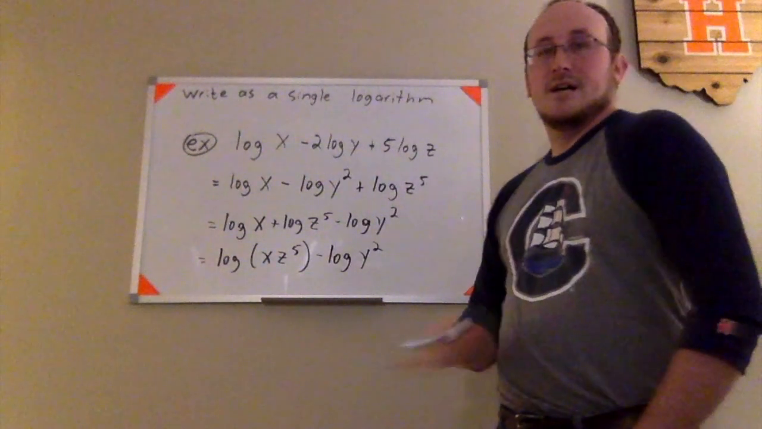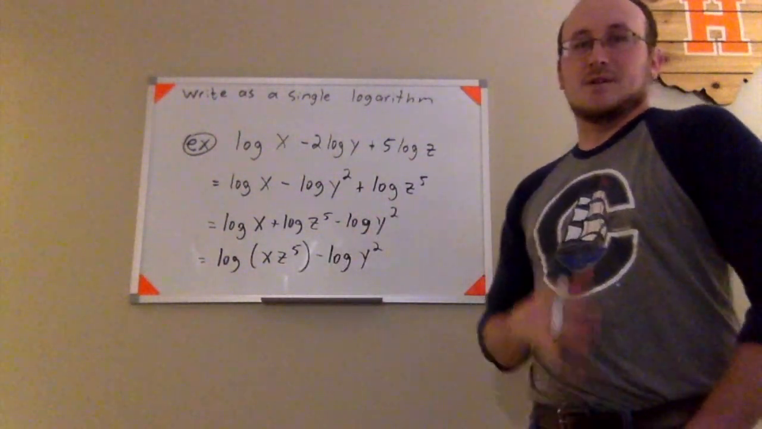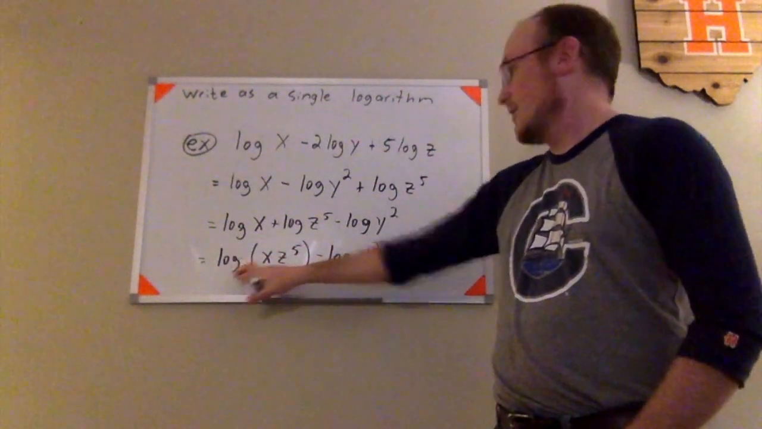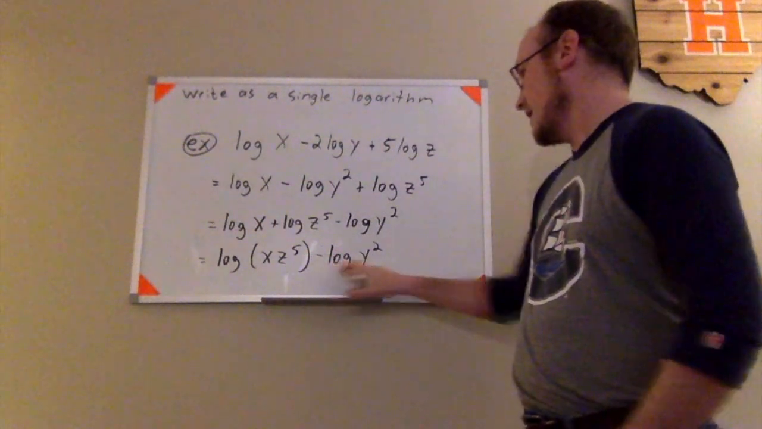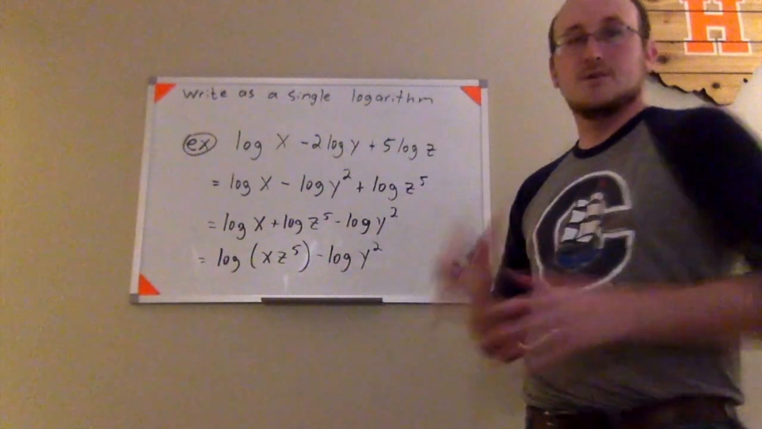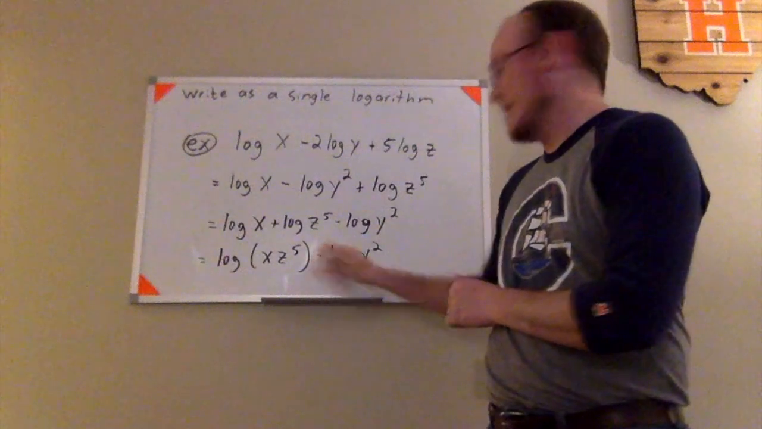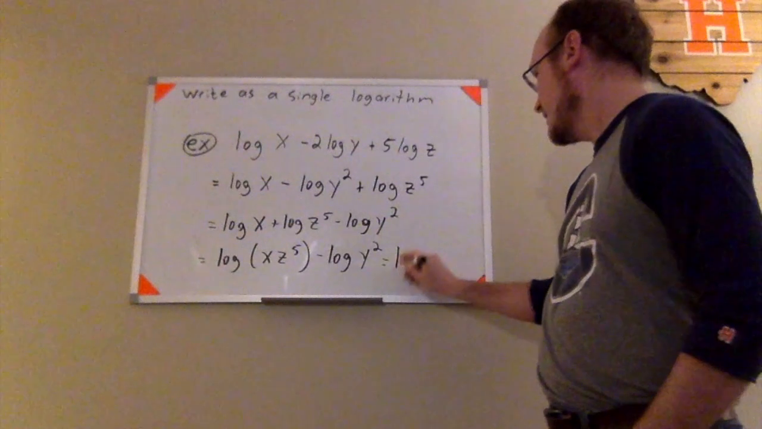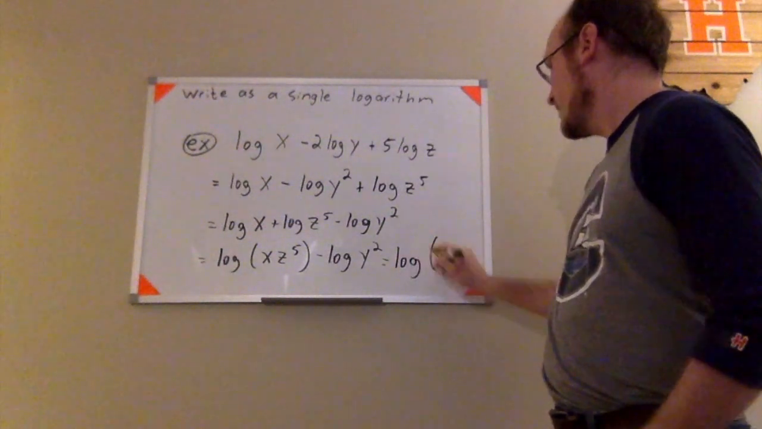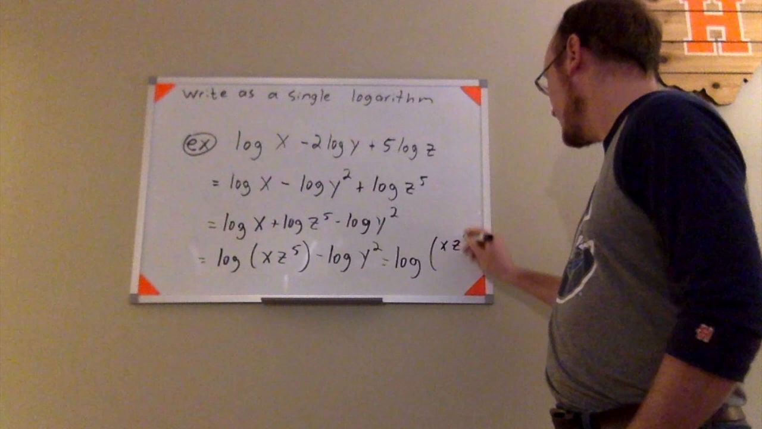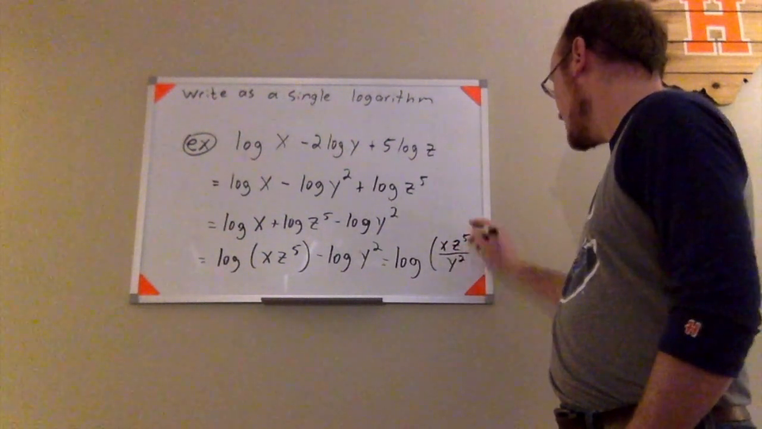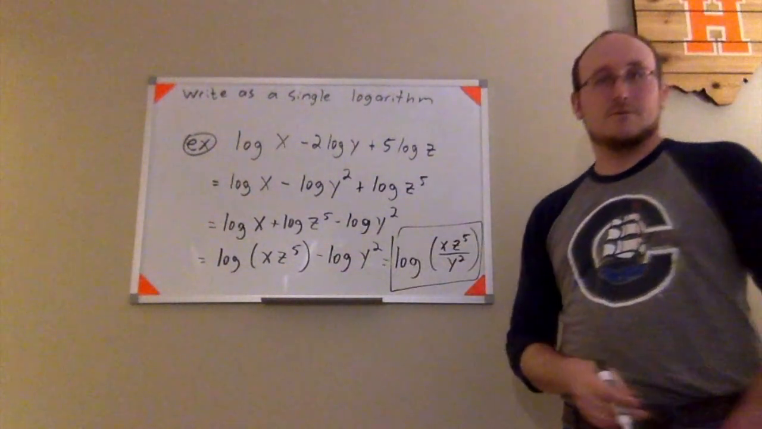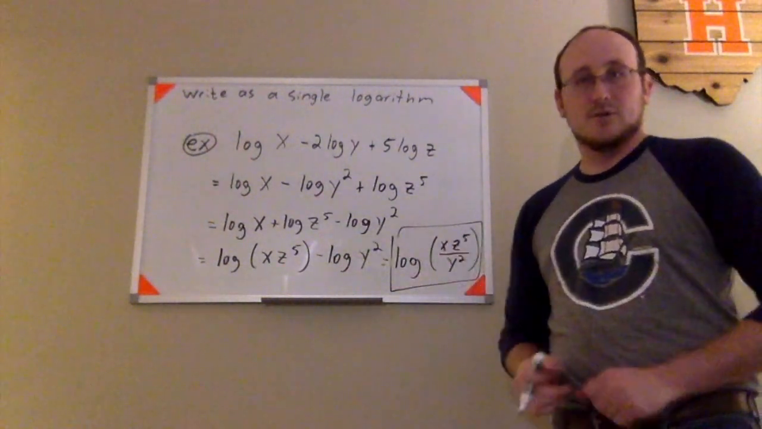And then finally, which I didn't have in the last example, I have an instance here where I can use the quotient property. I see two logarithms with the same base. It's the common log of this product minus the common log of y squared over here. I see two logarithms with the same base that are connected by subtraction. So I can write that as a single logarithm. I'll do that over here in the corner of the board, the quotient. I have log of x z to the fifth over y squared, like that. And this would be my final solution there, where I've written this together, condensed as a single logarithm.